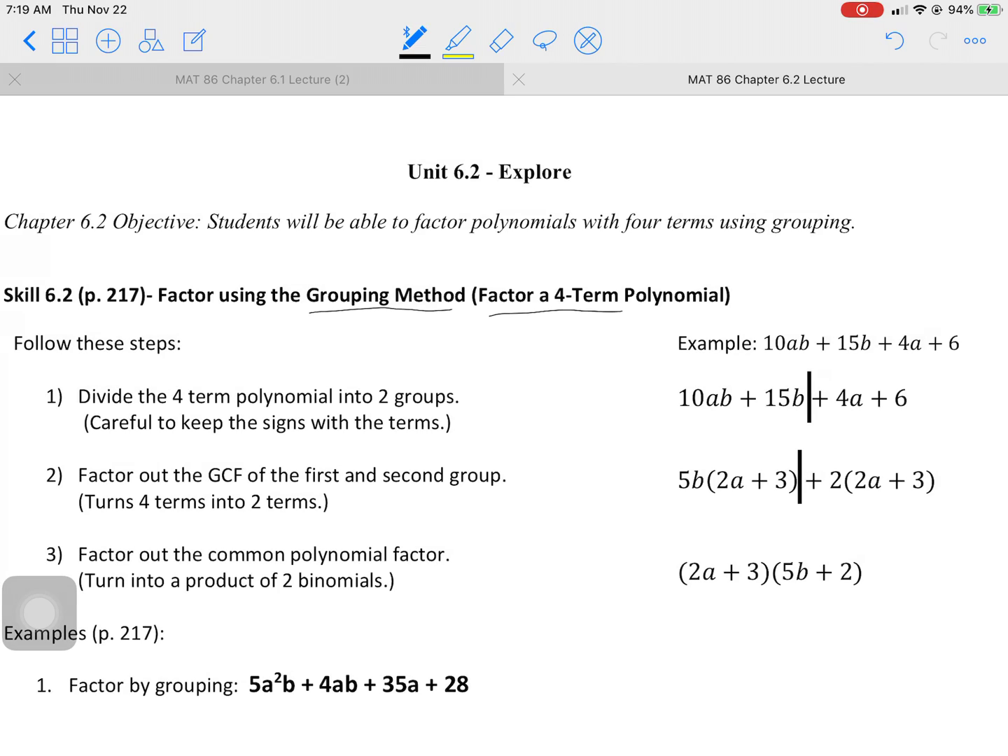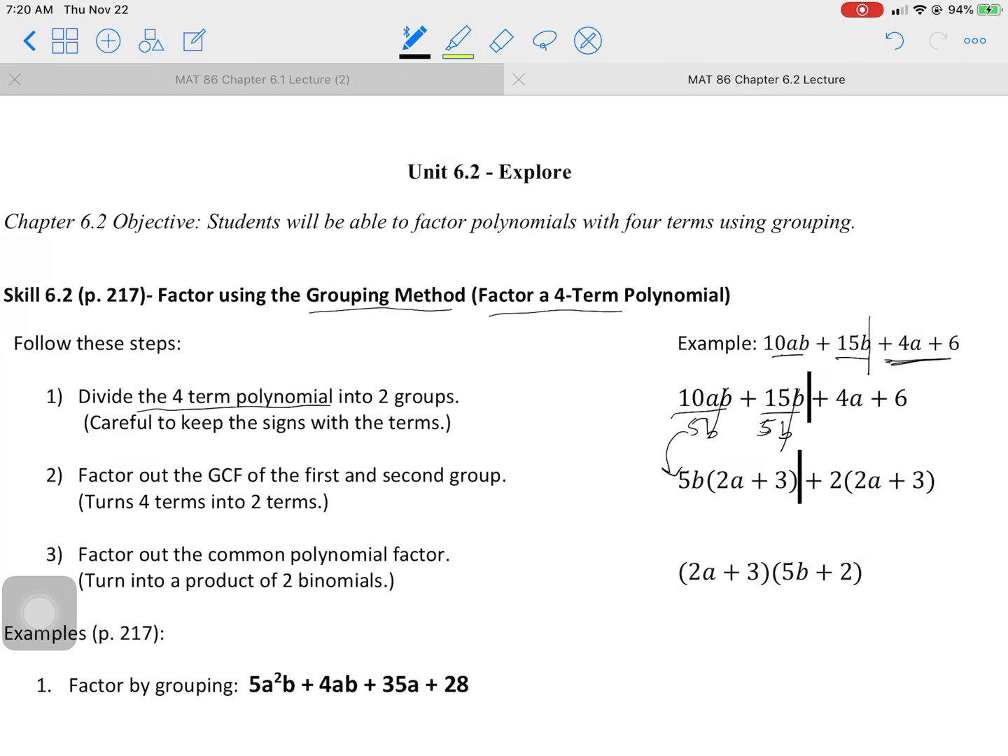So given the steps, given a 4-term polynomial, we're supposed to divide it into 2 groups. So you go 1, 2, and then put a line right there, making sure this sign stays with these terms over here. So we divide it in half, and then we look at the front half and find the GCF of the front half. So 5, 5, let's see, what else, and a B. So the greatest common factor comes out. What you have left when you reduce, 2A and 3.